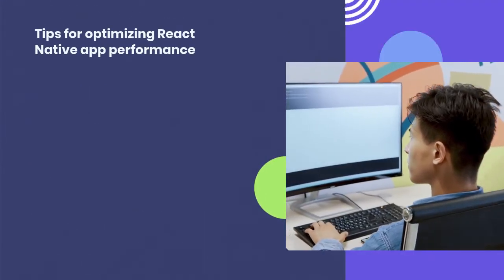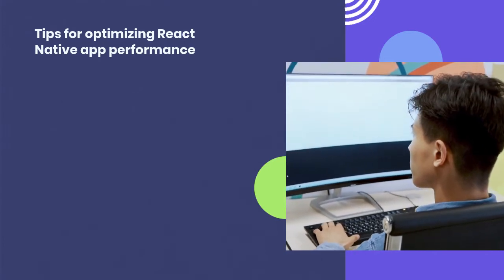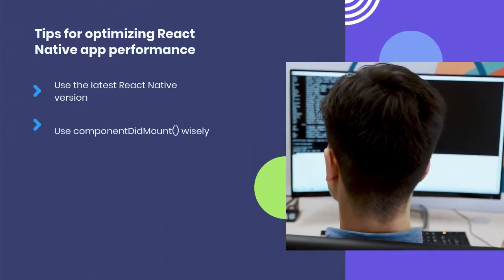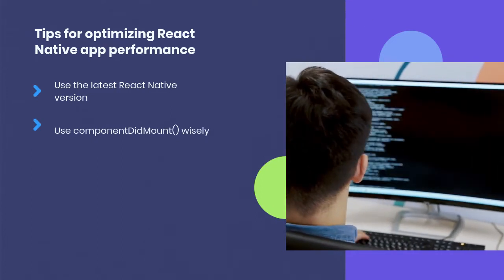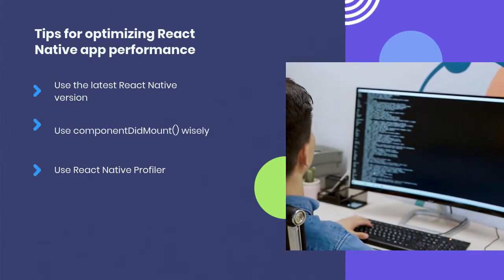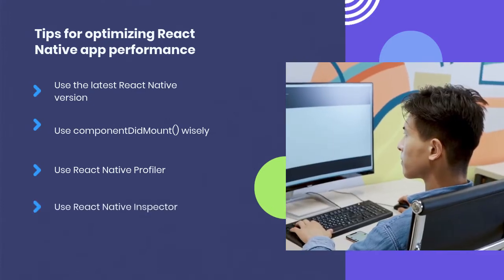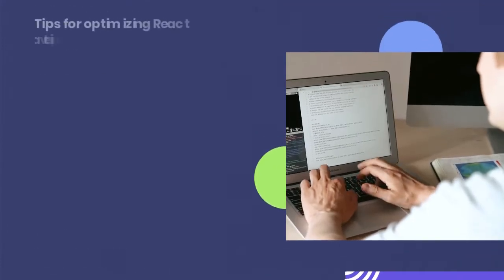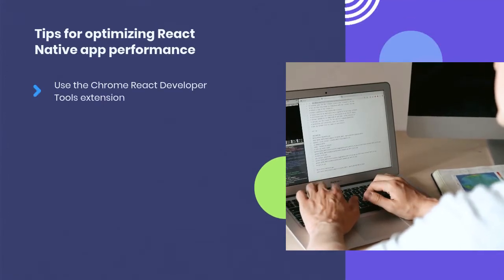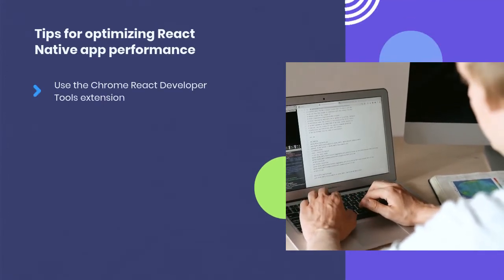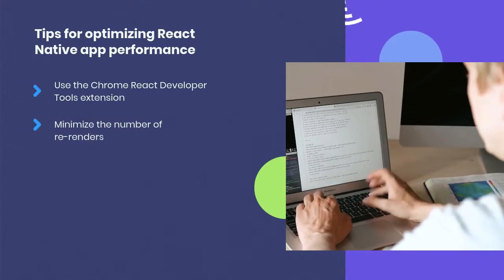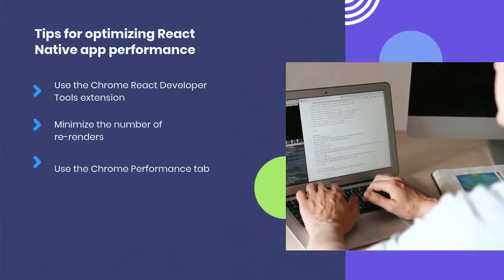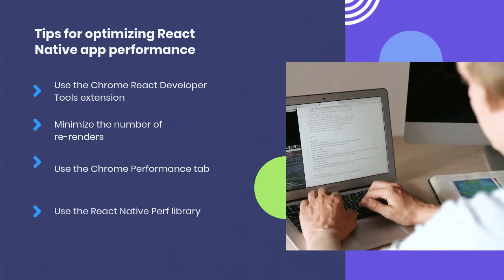Useful tips for optimizing React Native app performance: use the latest React Native version, use componentDidMount wisely, use React Native profiler, use React Native inspector, use the Chrome React Developer Tools extension, minimize the number of re-renders, use the Chrome Performance tab, use the React Native perf library.